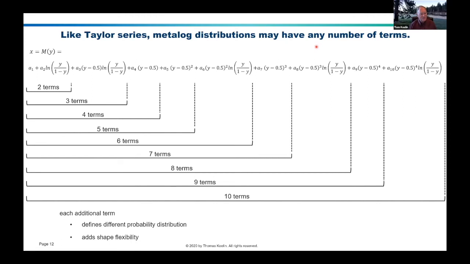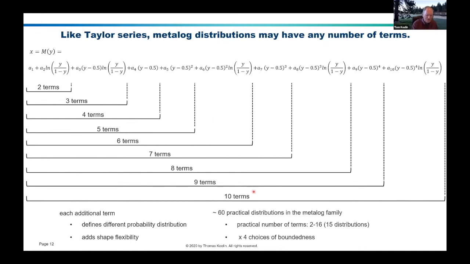Each additional term defines a different probability distribution. That is, a three-term Metalog distribution and a four-term Metalog distribution are not the same unless this constant a4 happens to be 0. Okay. But each additional term adds shape flexibility. You can capture more and more shape flexibility of your data, as we will see. There are about 60 practical distributions in the Metalog family. That is, the practical numbers of terms when you program this up might range from 2 to 16. That's 15 distributions. But we also have four choices of boundedness. We can have unbounded Metalogs, we can have semi-bounded, we can have bounded, and semi-bounded can be either way. And I'll show you how that works.